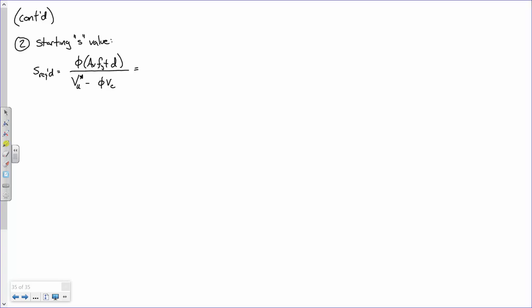Now let's just start plugging some values in. What is phi for shear? 0.75. It's always 0.75 for shear. Okay, what is Av? Let's see if everybody remembers that.